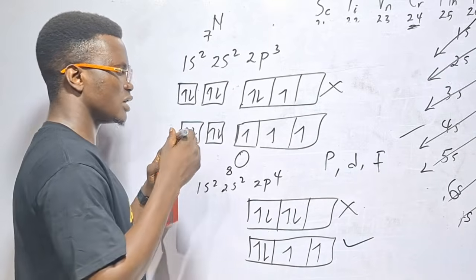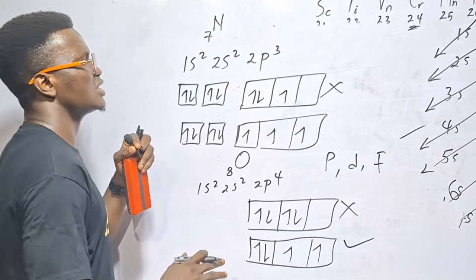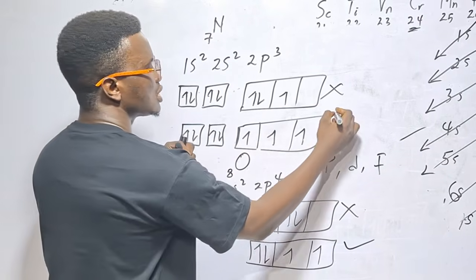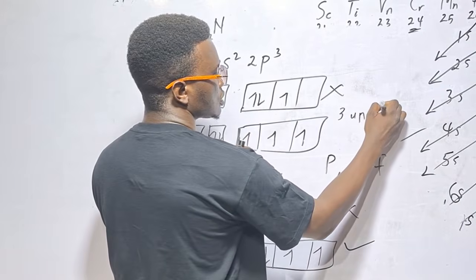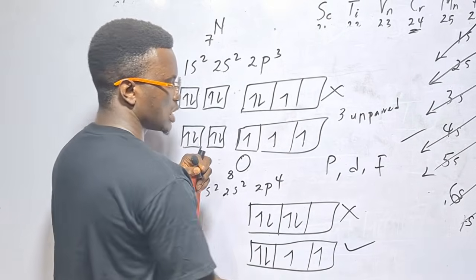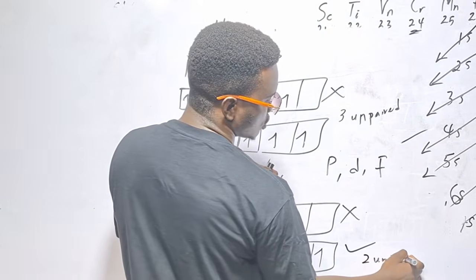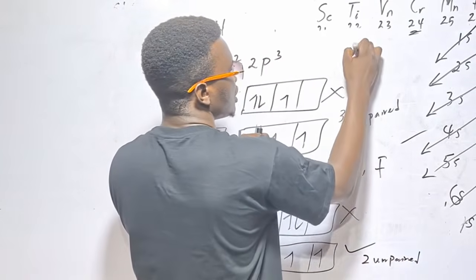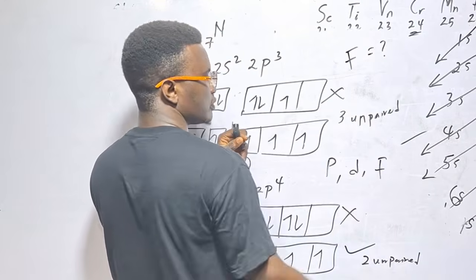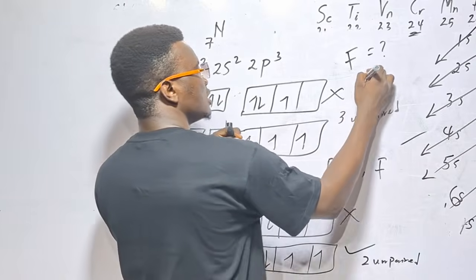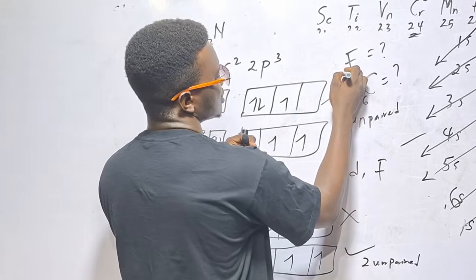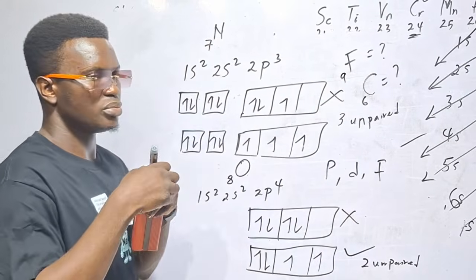So now that you understand all this, they can now ask you a question. They can say that for nitrogen, how many unpaired electrons will it have? Look at it, 1, 2, 3. So it has 3 unpaired electrons. For oxygen, how many unpaired electrons does it have? You can see 1, 2. So it has 2 unpaired electrons. So in order to show that you understand this, how many unpaired electrons do you think carbon will have, and fluorine? Carbon is 6, fluorine is 9. So tell me their number of unpaired electrons.